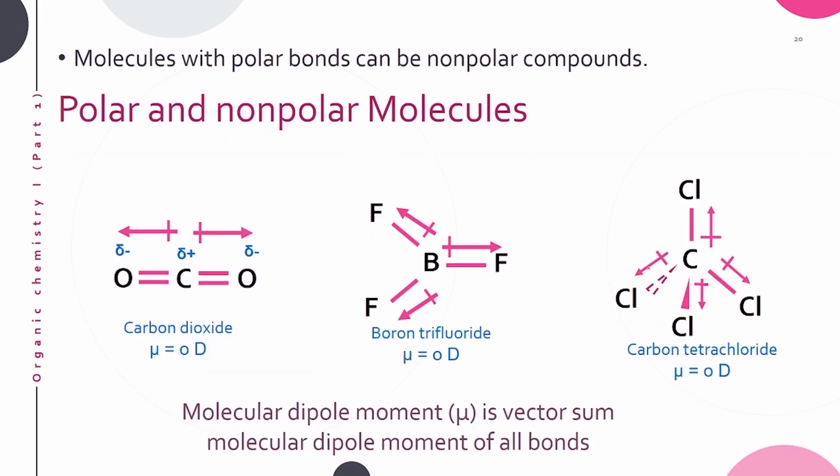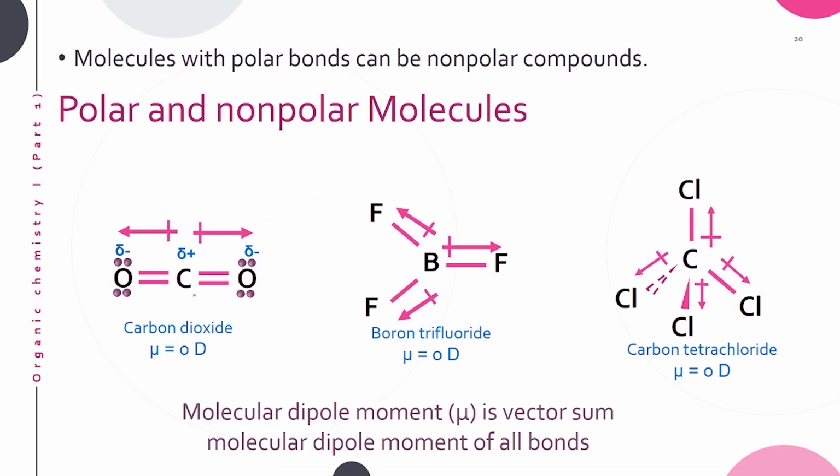We can predict the polarity of polyatomic molecules by combining the polarity of a bond and the molecular geometry of the compound. Sometimes molecules contain polar bonds, but they are not polar because the net bond dipole of the molecule is equal to 0. The bond dipoles of the covalent bonds of the whole molecule cancel each other.